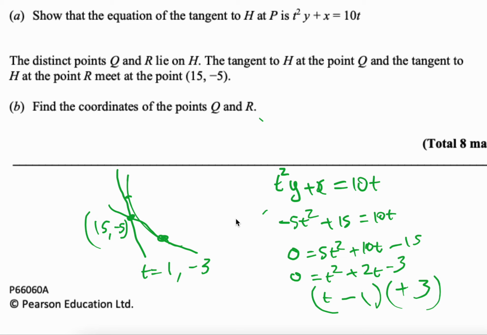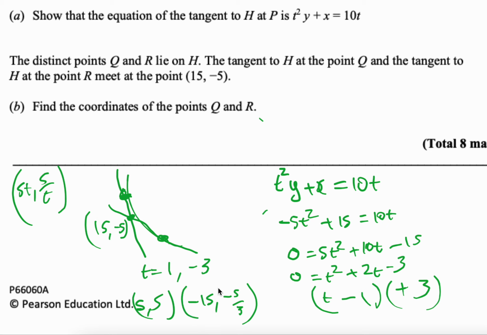So we know that the general point is (5t, 5/t). From 5 and 5, or negative 15 and negative 5 over 3. Easy peasy, right? But that first part is the hardest part, visualizing what the question actually means. Once you've done that, then it's pretty straightforward.